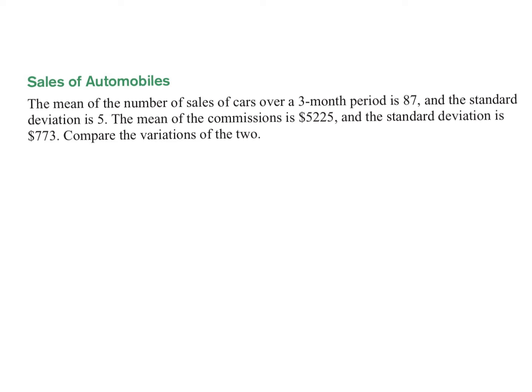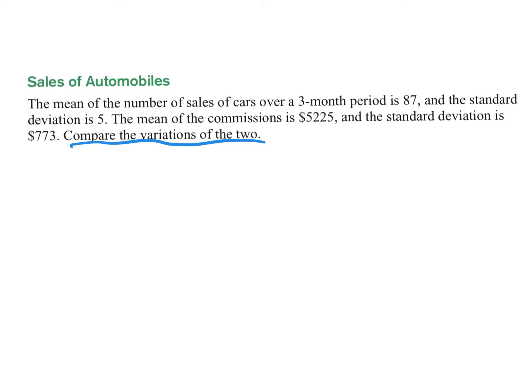During that same time, the mean of commissions, what's a commission? How much you get off each sale? How much you make off of each sale, that's correct. Okay, so the average of the commissions in that same period of time is $5,225. The standard deviation is $773. It wants us to compare the variations of these two. These are two different variables. This is what we're talking about. Here's our apples and oranges. Our apples is the number of car sales. The oranges is the amount of the commissions.